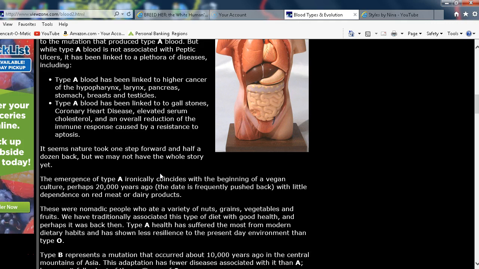Type A blood has been linked to a higher cancer of the hypopharynx, pancreas, stomach, breast, and testicles. Type A blood has been linked to gallstones, coronary heart disease, elevated serum cholesterol, and overall reduction immune response caused by resistance to apoptosis. It seems that nature took one step forward and half a dozen back, but we may not have the whole story yet.